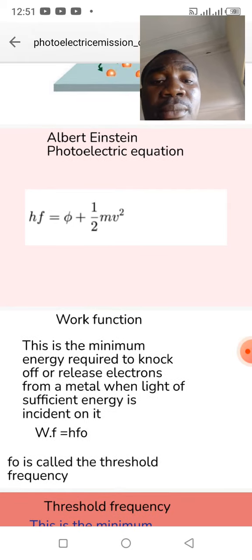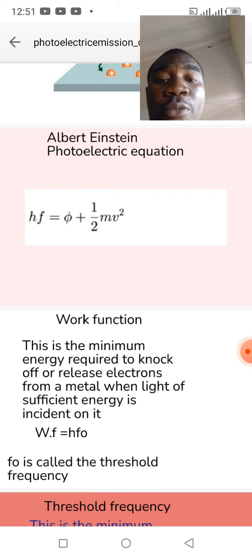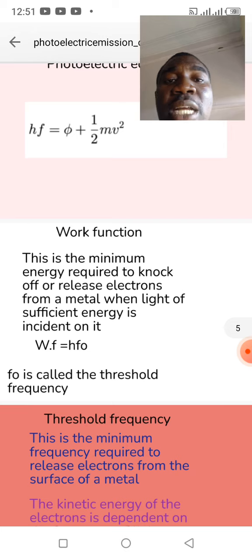Now if you check, the work function has the formula hf₀. It will interest you to know that the f₀ in the work function is not the same thing as the f in the energy of the photon. The f in the energy of the photon refers to the frequency of the incident radiation, or the incident light, or the incident electromagnetic radiation, depending on what you are looking at contextually. But f₀ represents the threshold frequency, and that is a property of the metal. The threshold frequency, you get it? So f₀ is the threshold frequency, and the threshold frequency is the minimum frequency required to release electrons from the surface of a metal.